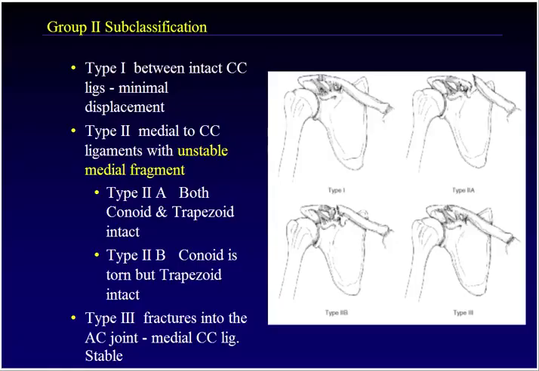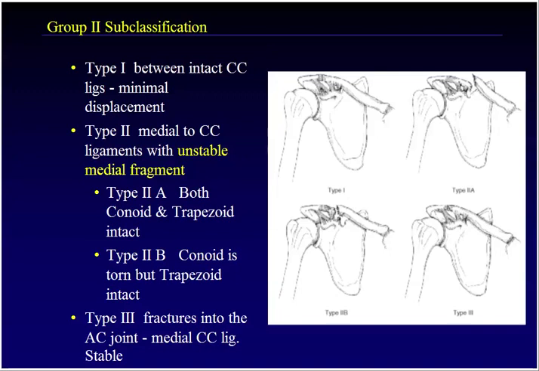Type 2 fractures, or group 2 fractures, again, are the fractures of the distal end of the clavicle, and those fractures are the ones that you really need to pay attention to because they have some nuances. And group 2 fractures have been subdivided into 5 different types. Type 1 fracture, which you see here, is a fracture between the intact coracoclavicular ligaments, and those fractures will typically have very minimal displacement, can be very effectively treated non-operatively.